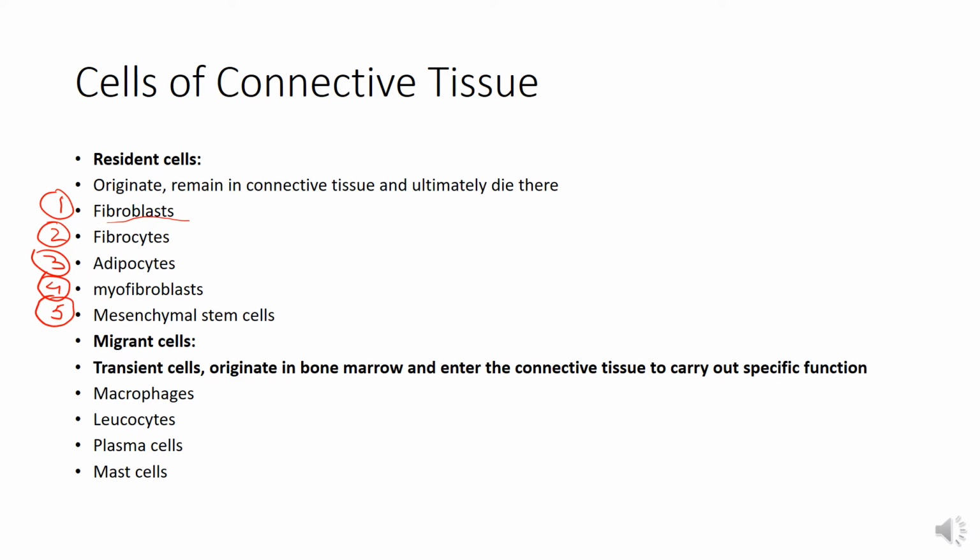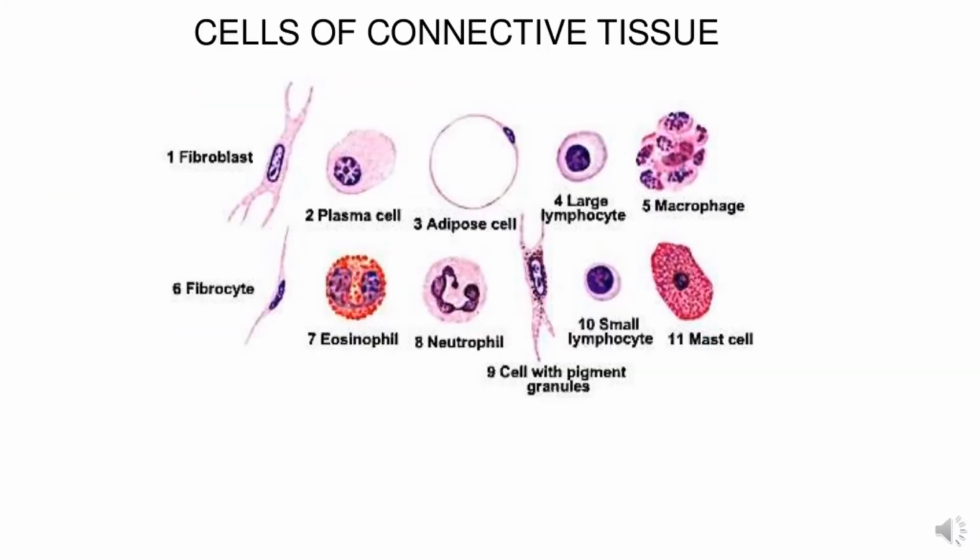Then the migrant cells. These are transient cells, originating in the bone marrow and entering the connective tissue to carry out specific functions, and these include the macrophages, the leucocytes, the plasma cells, and the mast cells. So four transient cells. Cells of the connective tissue.